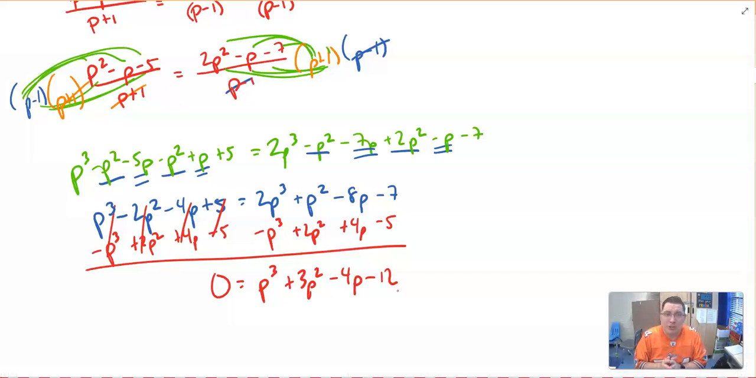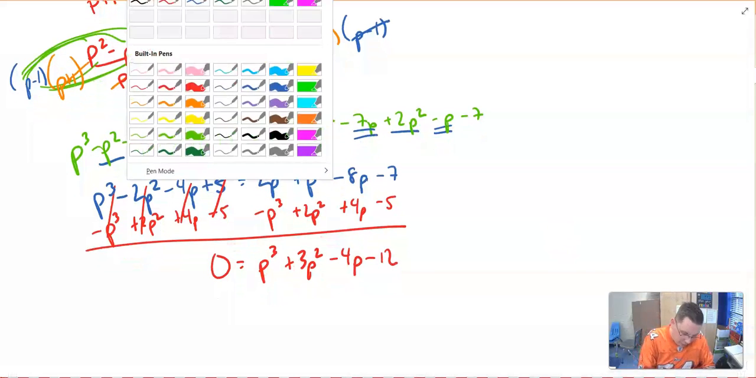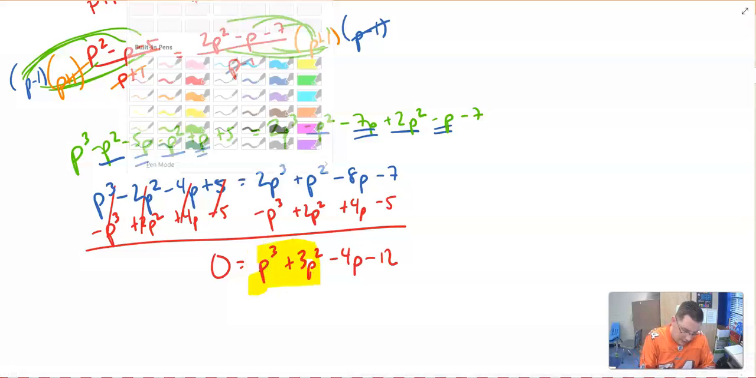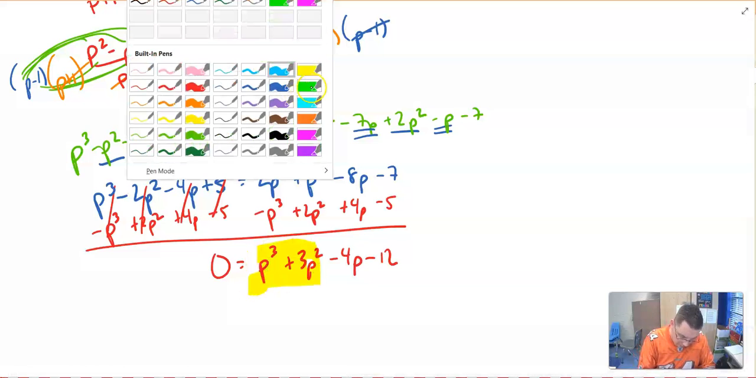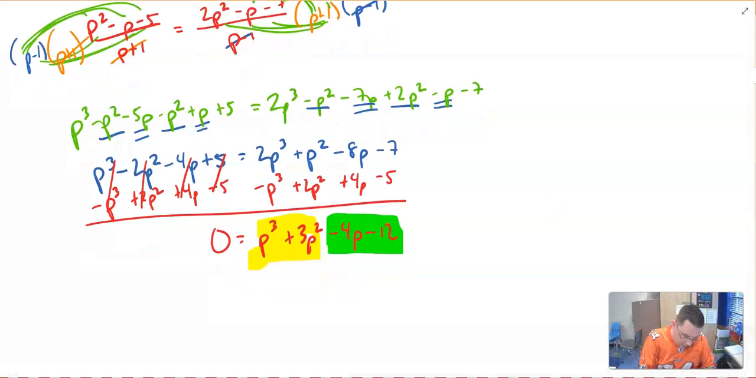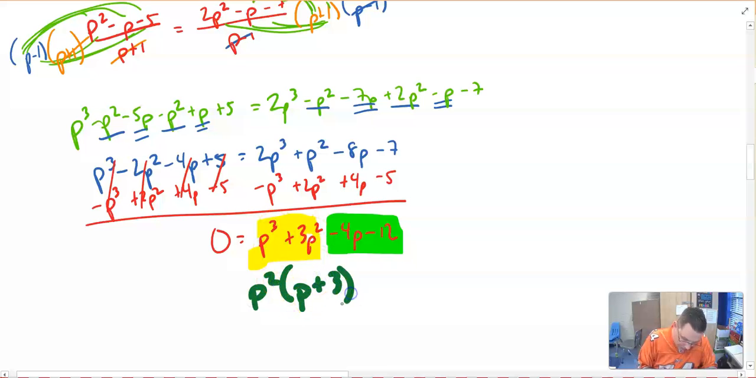The best method to solve this is to look at factor by grouping. And remember, factor by grouping is that we take the first 2 terms, see what they share in common, and we take the second 2 terms and see what they have in common. And then we'll go from there. So what does p cubed and 3p squared share in common? Well, they have a p squared. What's left behind? Well, I took out 2 of the p's, there's 1 left. I took out both p's, so there's just the plus 3 left.